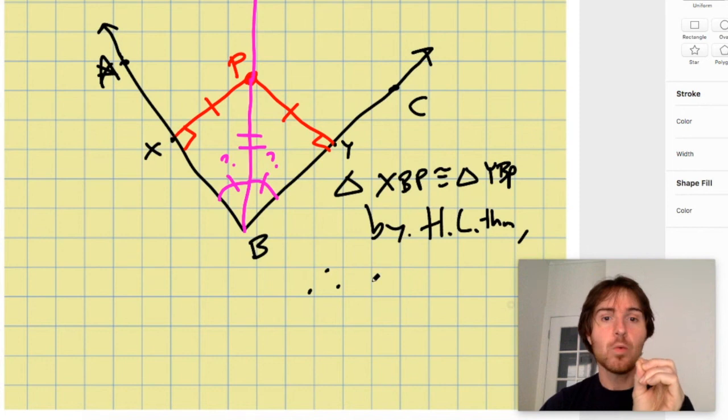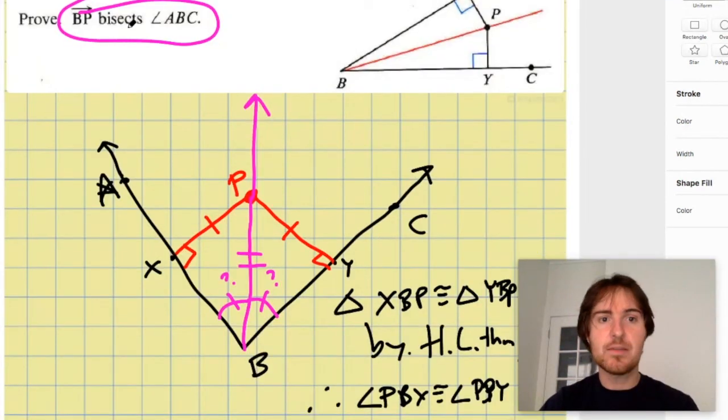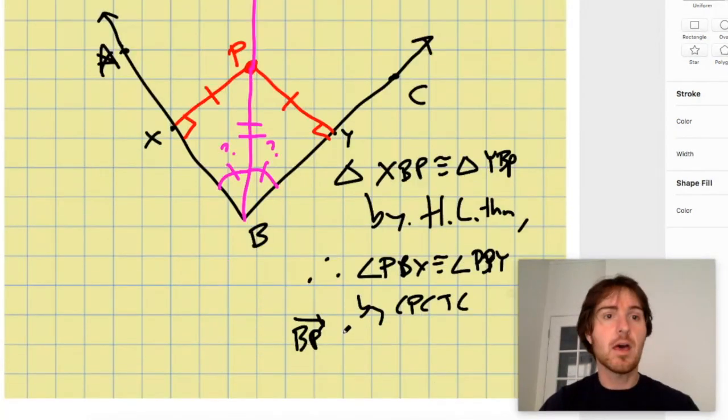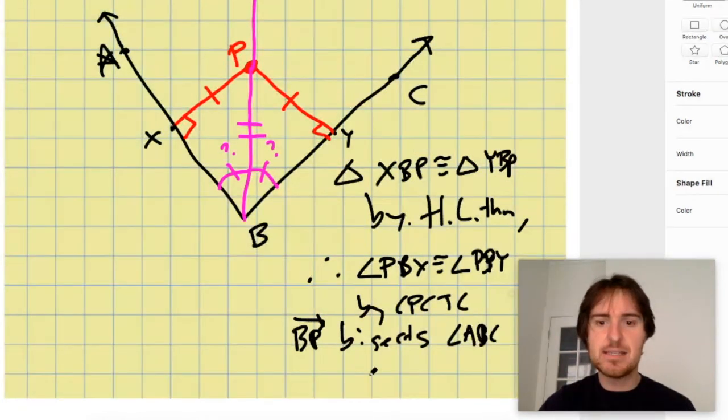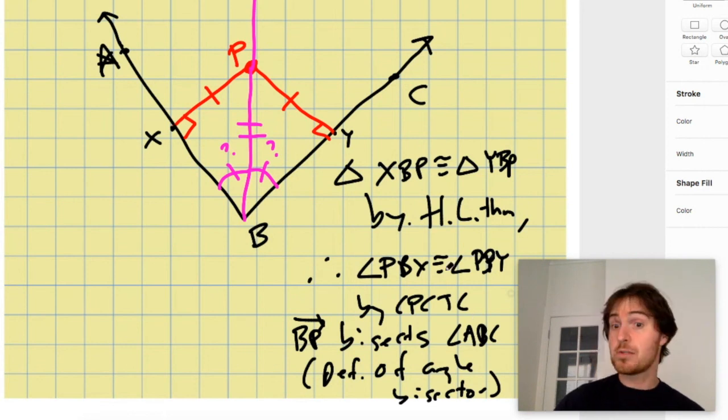Therefore, we know that angle PBX is congruent to angle PBY by CPCTC, and we've proven our proof here that ray BP bisects angle ABC, and that's the definition of angle bisector. Angle bisector is the ray that creates two congruent angles out of the larger angle right here.